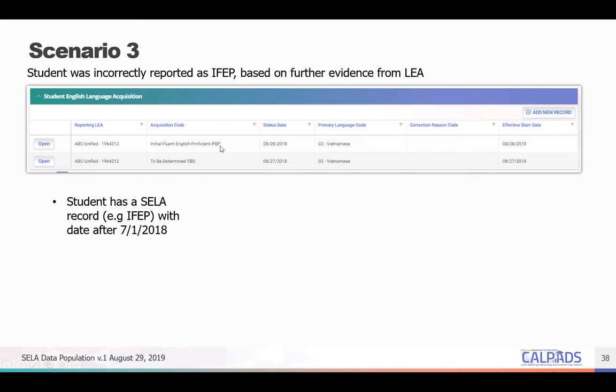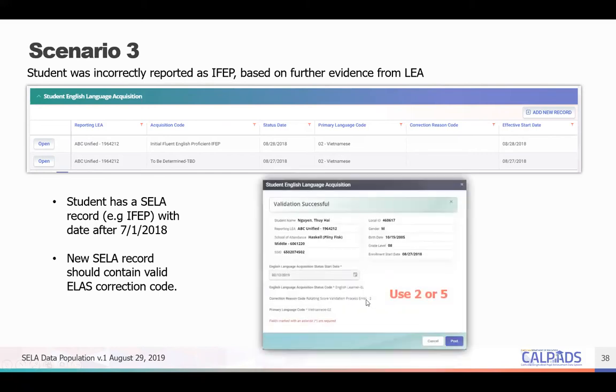If the date was before 7/1/2018, then we might have a problem because we won't be able to use a correction code. But since the IFEP date is after 7/1/2018, the approach is to just report the EL record and add a correction code of either a 2 or a 5. That should be accepted by CalPADS, and that should post at the top, and you'll have a TBD, an IFEP, and an EL.